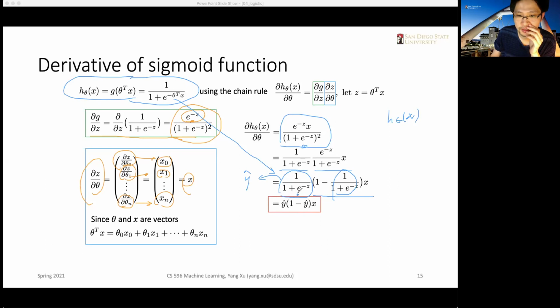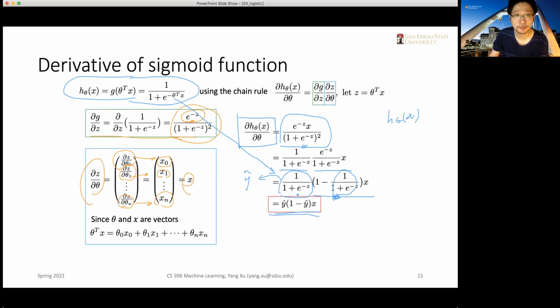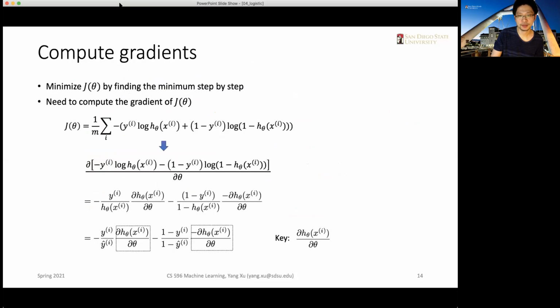We can replace this term with y hat, and this term is also y minus y hat. So this key derivative can be expressed as y hat times 1 minus y hat times x, and we are done. After this step, we can plug these key derivatives into the term on the previous slide. Let me go to the previous slide. It looks like this, right? We just need to plug this term into the derivative of the cost function.